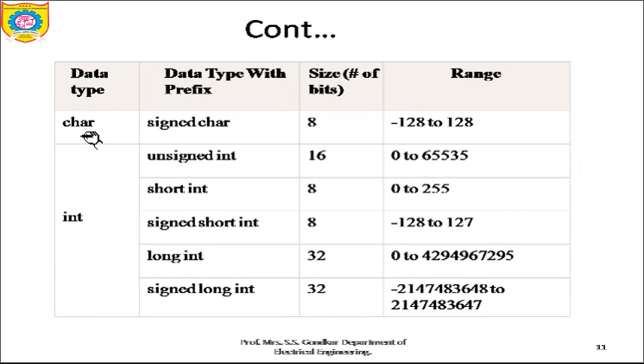You may have a character which is either a signed character or an unsigned character. Signed means it can have a negative value as well as a positive value, and unsigned means it does not have a negative value. And again, your integers may be short, long, signed long and signed short. So these are the different types of data types.